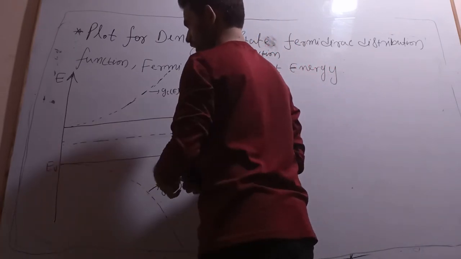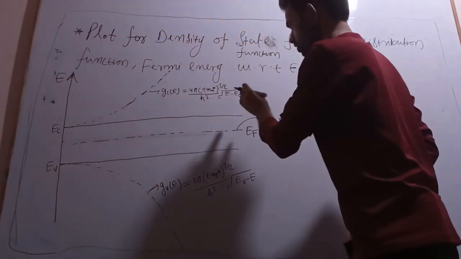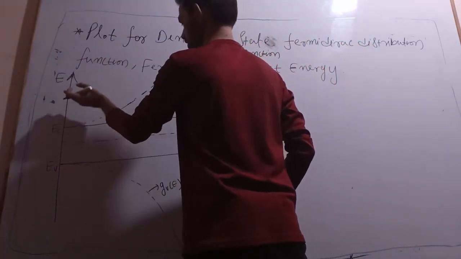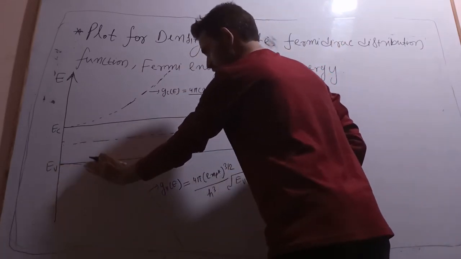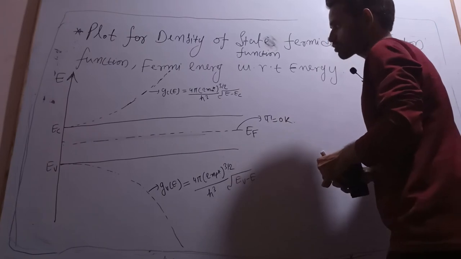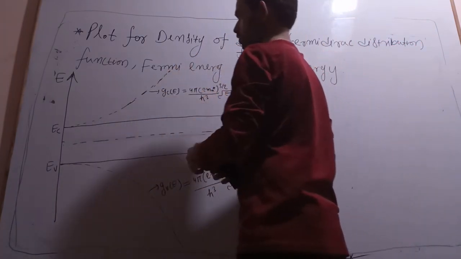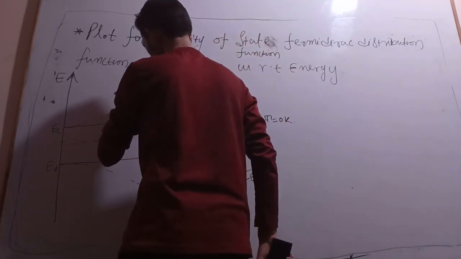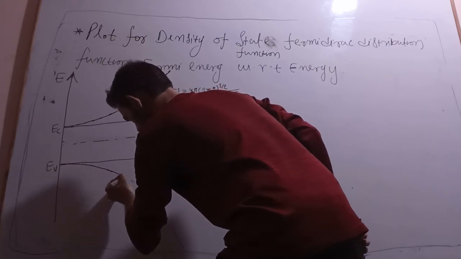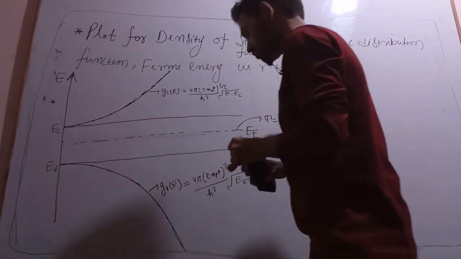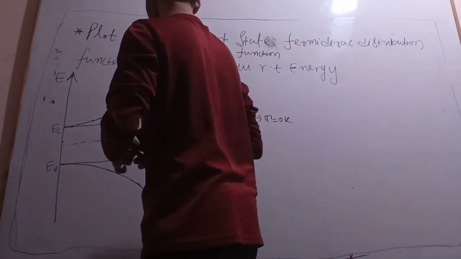So E minus EC means this is shifted above, at the EC level. This energy is shifted by EC amount above, and this energy is shifted by EV amount below. So that is the curve for this. This curve is nothing but a parabolic curve, and similarly for this. This we are seeing under 0 degree Kelvin temperature.